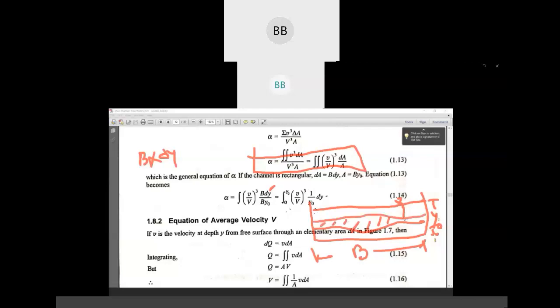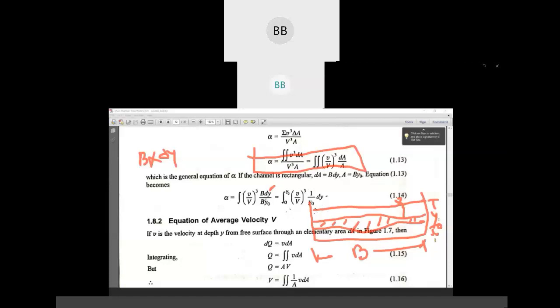That particular area will also be the same. That's why your width will be the same. And when you find the area, if you consider the small elementary area, your equation will be b into dy, the depth of flow for that particular elementary area. When you consider the whole cross-sectional area, it will be b into y naught, that is the depth of flow for that particular cross section.